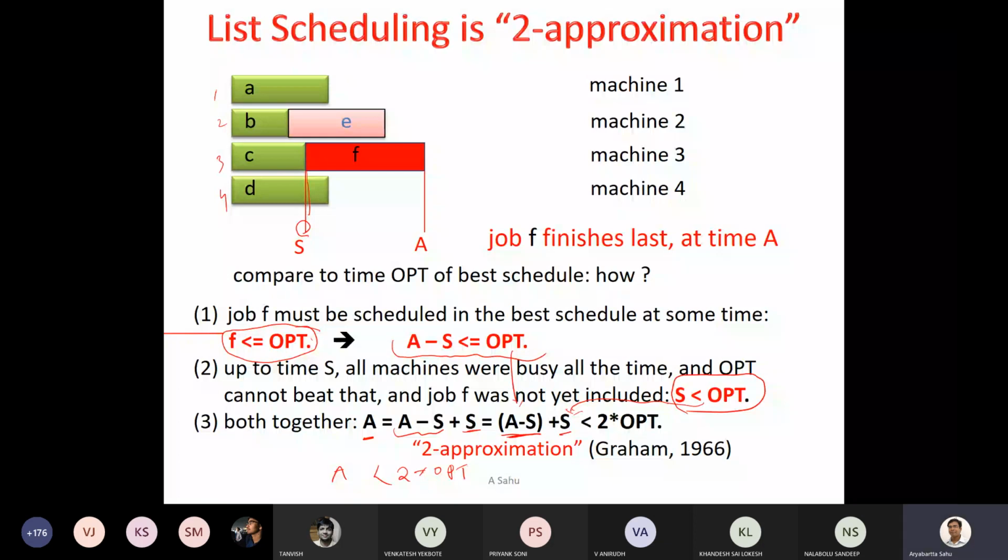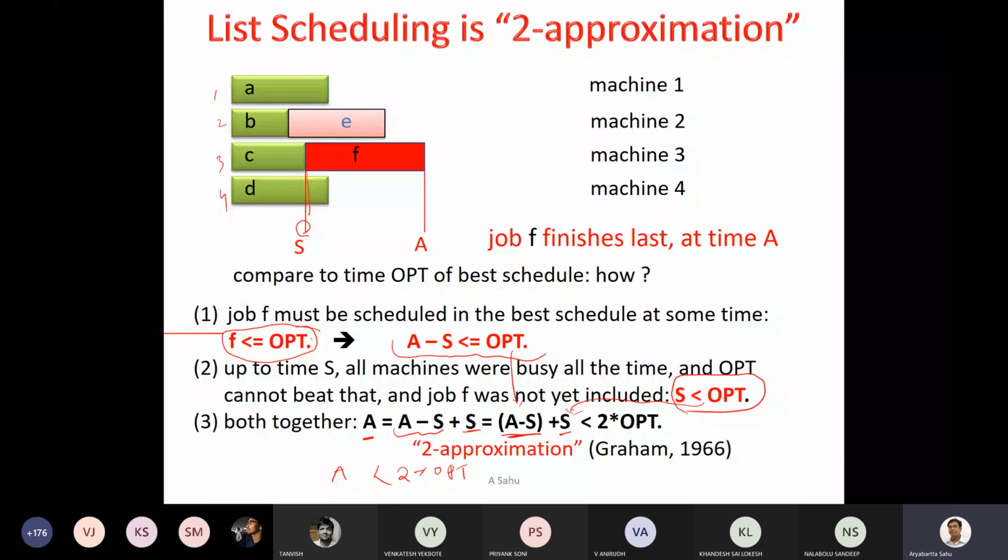Because in list scheduling, up to this point all machines are busy. Any scheduler, or any optimal scheduler also, will be busy up to time S. All machines will be busy up to time S. Otherwise, it cannot produce an optimal result. Is this fine? This is a very simplistic argument.